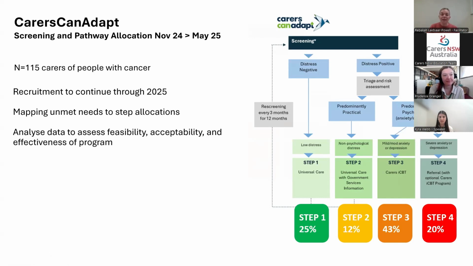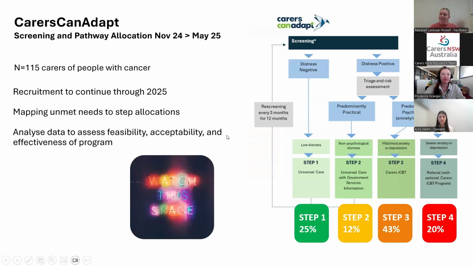We're going to map the unmet needs of carers to the different step allocations to see, are we addressing people's needs, and do they fit within the unmet needs in that 6-item screener? And then we're going to analyse the feasibility, acceptability, and effectiveness of the program. So I guess that's a bit of a watch this space of all of the different elements.